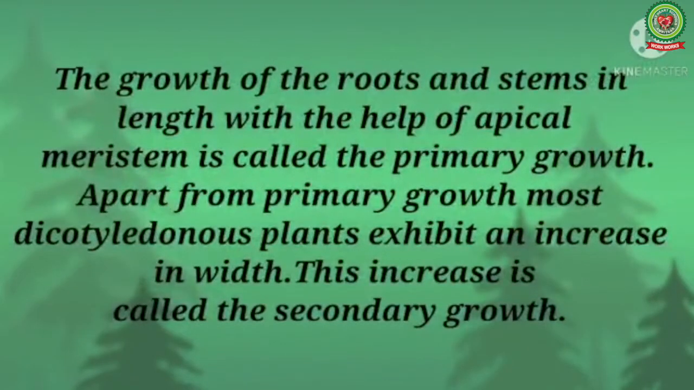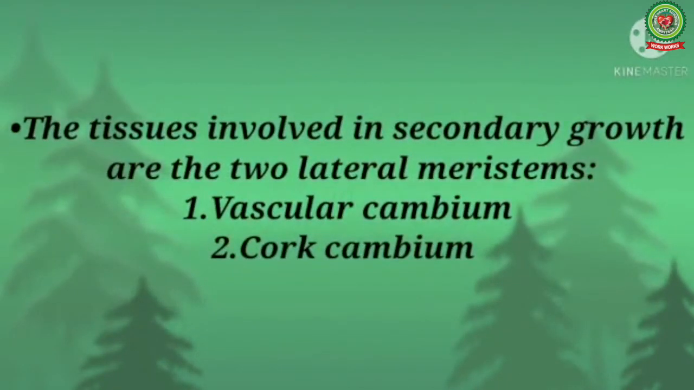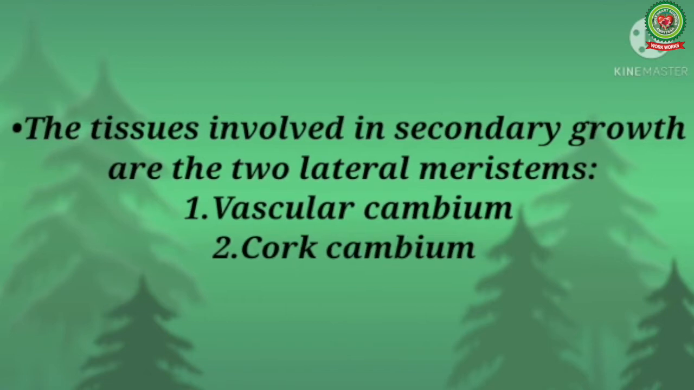Before starting with the topic, we must know what is the difference between primary and secondary growth. The lengthwise growth of the roots and stems of the plant with the help of apical meristem is called primary growth, whereas the growth in width of plant with the help of vascular cambium is called its secondary growth. The tissues involved in secondary growth are the two lateral meristems, that include vascular cambium and cork cambium.